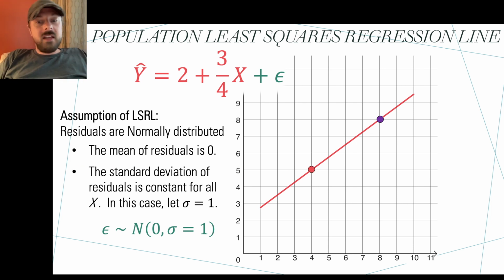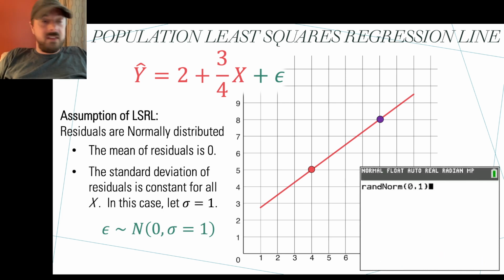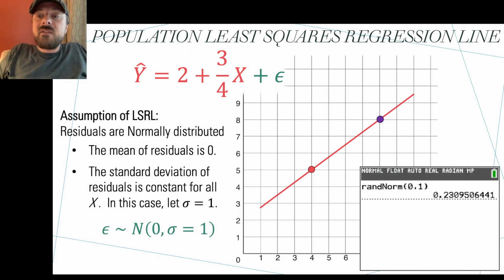Similarly here. Here I could say if x equals 4, y is supposed to be 5. But let me pick a random number for epsilon. In the calculator, you can do rand norm 0, 1. That would give me a random value from the normal distribution with a mean of 0, standard deviation of 1, and it gives me 0.2309. So let's just say, okay, the line said y should be 5, but then my error term says, let's make it a little bit higher, 0.23 higher, with the residual 0.23.